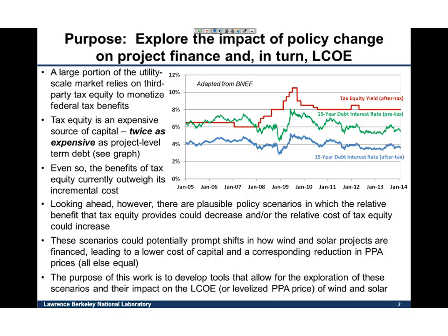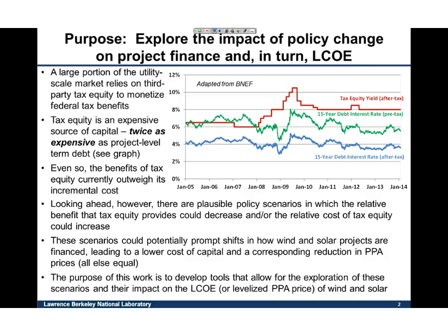If any of these scenarios come to pass, you would likely see a shift in how wind and solar projects are financed, namely moving away from tax equity and towards cheaper sources of capital like long-term debt, or perhaps in the future towards something like a master limited partnership. All else equal, this financing shift would result in lower PPA prices. So again, the purpose of this work is really to develop the financial models to explore some of these scenarios, to see what impact they have on financing structures, and in turn what that means for LCOE or PPA prices.